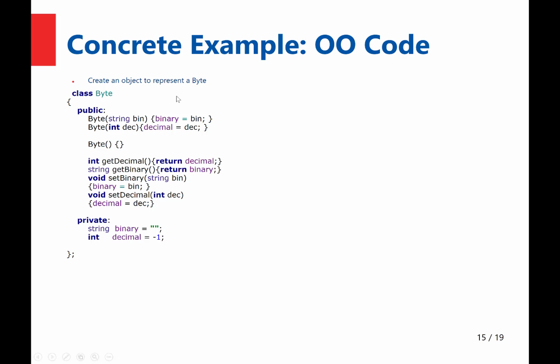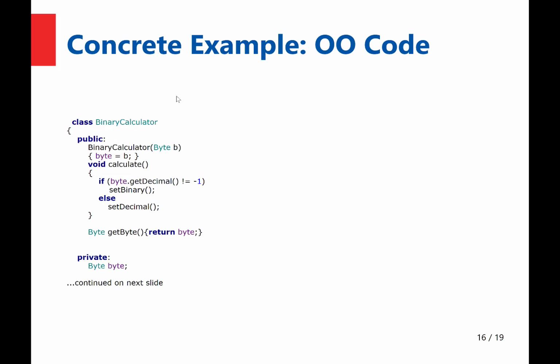So I'll go to the next slide. Don't worry too much about the code. For now just say, okay, this is class byte. So in C++ we use classes to model objects, right? For now, let's just leave it at that. We'll talk more about this in the lecture. And then we create a calculator object, binary calculator, and again the class to create a binary calculator, and this calculator can calculate, get decimal or set decimal, right?